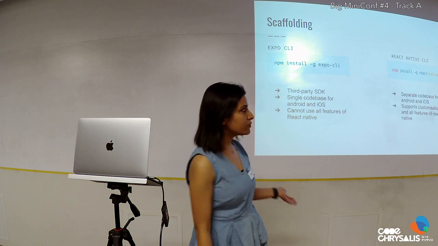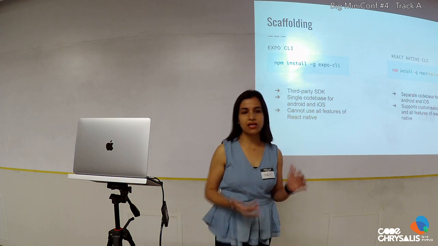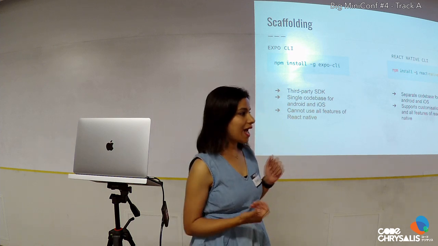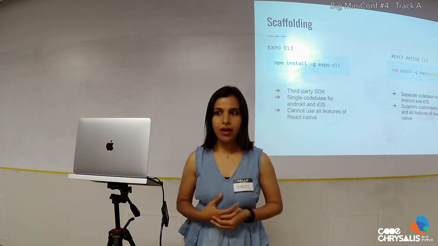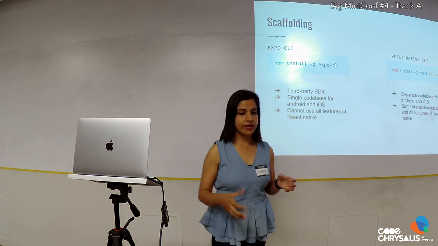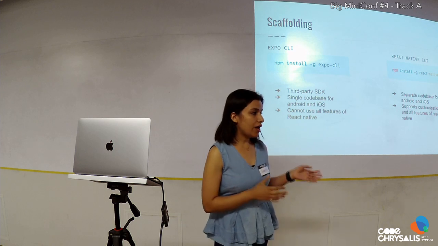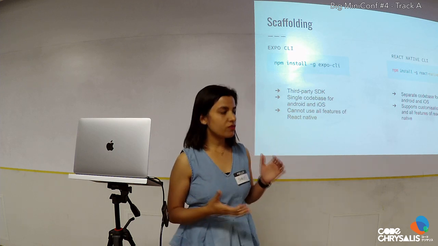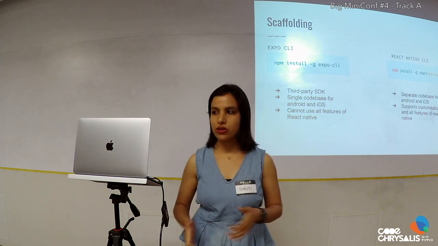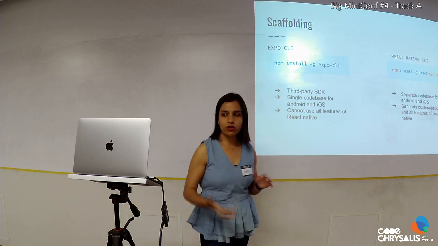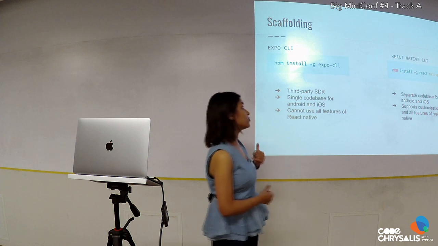So what is the difference between these two CLIs? In the case of Expo, you have a single code base for iOS and Android. But in the case of React Native CLI, you have two different folders. You don't write all the code separately for iOS and Android. Most of the code is common, but if there are some features which are very specific to iOS or Android, you might want to write them separately. In that case, you have to use React Native CLI. You cannot use Expo CLI.